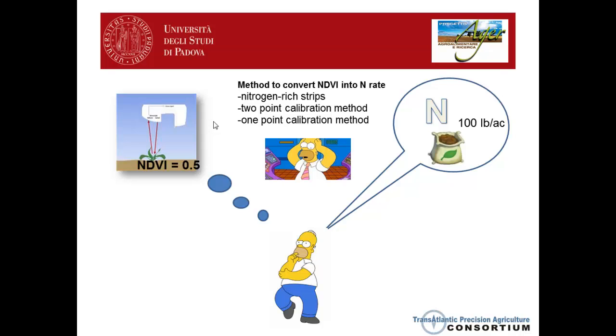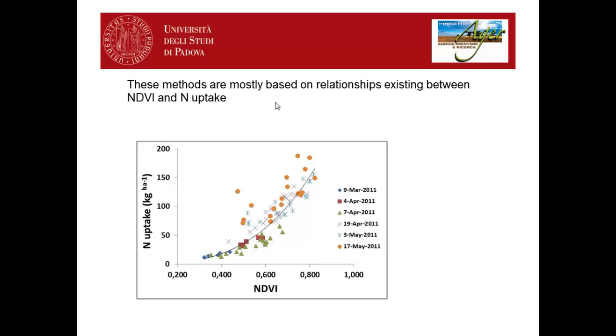I measure NDVI, so I have a value, and I have to convert this value into a nitrogen rate. Here you can see different methods: nitrogen-rich strip, 2-point calibration method, 1-point calibration method. I don't want to go into detail on these methods, but I want to underline that all of them are based on the fact that we know there is a relationship between nitrogen uptake and NDVI. For example, this is a relationship we measured in durum wheat. So more or less, we are able to estimate the nitrogen uptake at a given NDVI value.